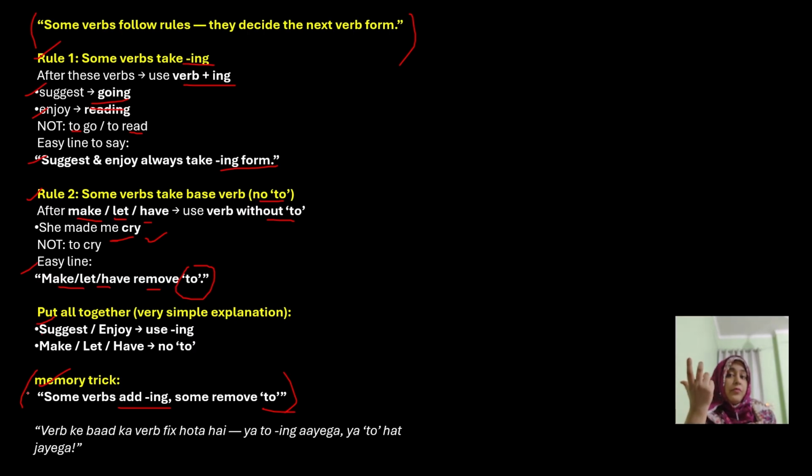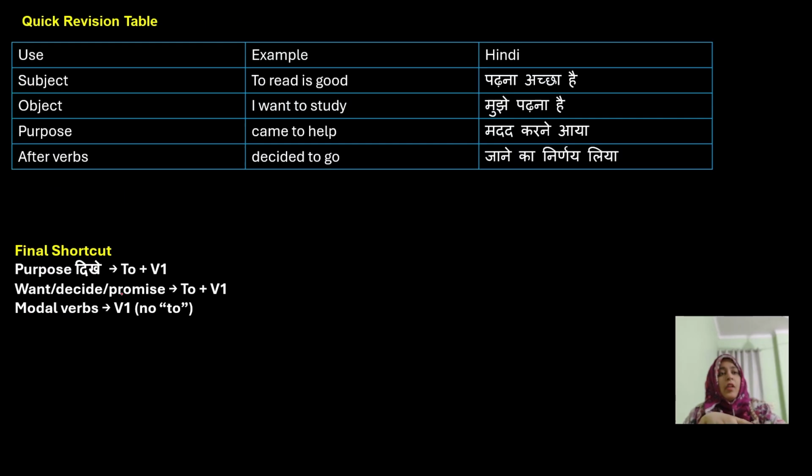And what type of verbs are there? You can see above also. Like suggest, enjoy. These types of verbs have ing with them. And some remove to. Here you can see in rule 2, make, let, have, remove to from the sentence to recognize the infinitive. So these are the basic rules you have to remember. That is why grammar is a little bit difficult. So you have to revise this, improve it, and practice a lot.